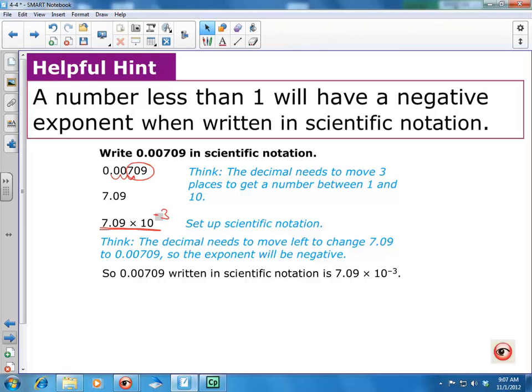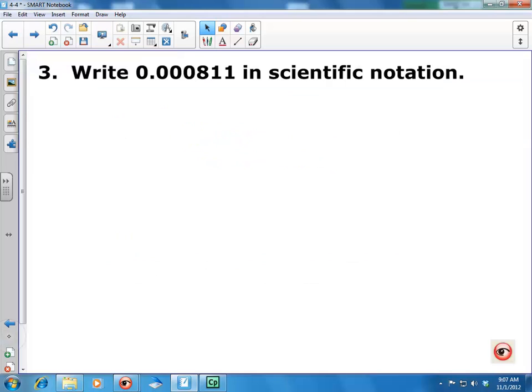All right, let's take a look at our next one. This one right here says 0.000811. Write that in scientific notation. Well, how are we going to write that in scientific notation?